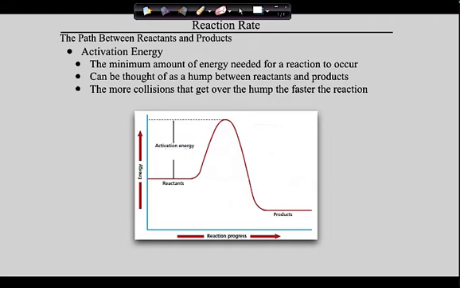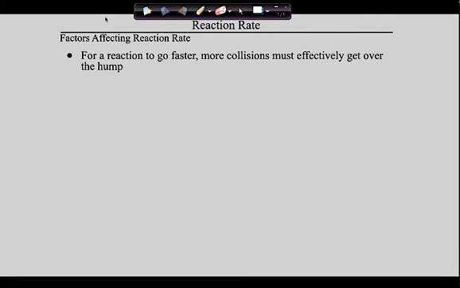Okay, so guys, now the conversation we need to have is this. We now understand that for a reaction to go faster, we've got to have more effective collisions, more collisions that get over the hump. The question is this: what can we do to create more effective collisions? What are the two things that we can do to make these collisions more effective?